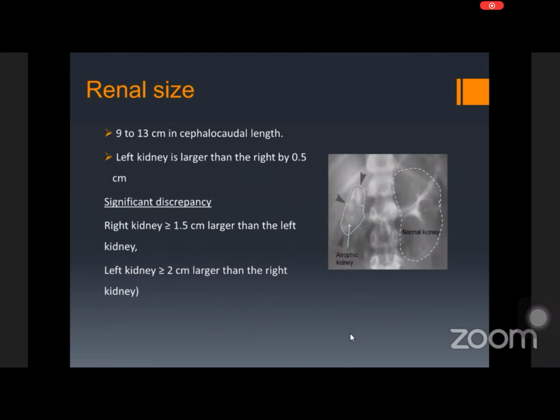So coming to the abnormalities of renal size. As discussed previously, the normal renal size is 9 to 13 centimeter in the craniocaudal dimension. On an IVU image, this is roughly equal to the size of 3 to 4 lumbar vertebrae. So here we see on this image a normal size left kidney, but a small and shrunken right kidney. A significant discrepancy is right kidney more than 1.5 centimeter than the left, and left kidney more than 2 centimeter than the right.